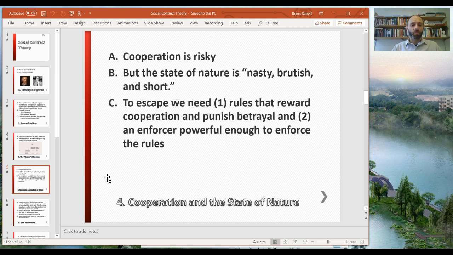But to do that, we need first, rules that reward cooperation and punish betrayal. And two, an enforcer powerful enough to enforce the rules. Why do we need these things?